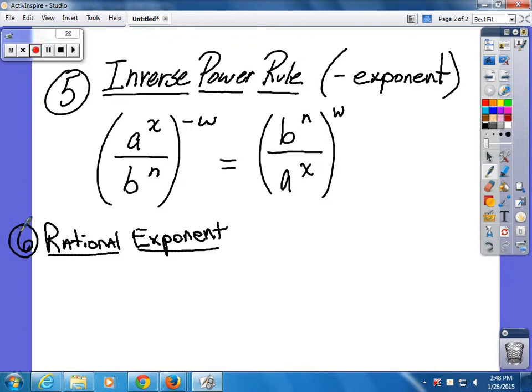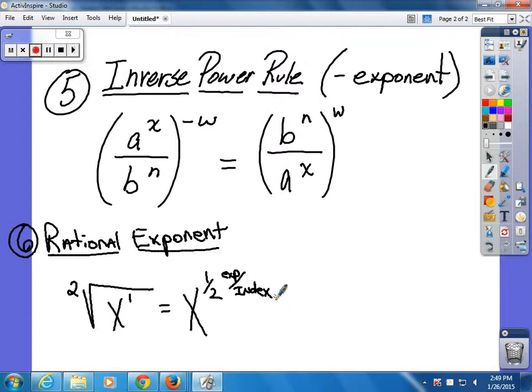And all you got to do is write the square root of x to the first power is equal to x to the 1 over 2, which is exponent over what? Index. In other words, whenever you need to rewrite a radical, you need to rewrite it as an exponent, a rational exponent. You just take the exponent right here, and you put it over the what? Index. Okay.